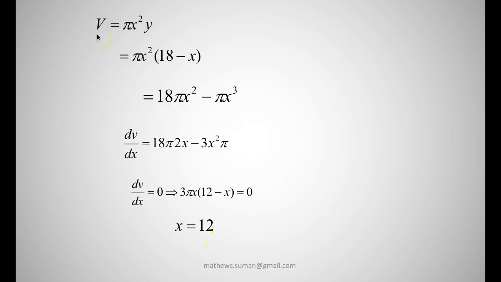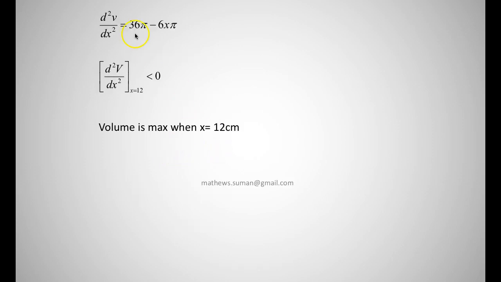Again, d2V by dx squared would be 18 pi into 2, that is 36 pi minus 6x pi. And d2V by dx squared at x equal to 12 would be 36 pi minus 72 pi, which is less than 0. So again, by second derivative test, volume is maximum when x equal to 12 centimeters.